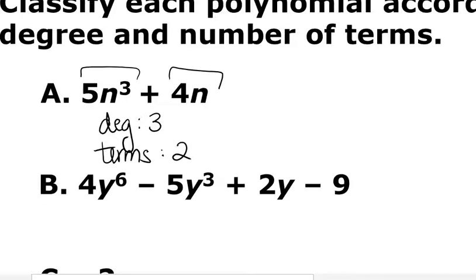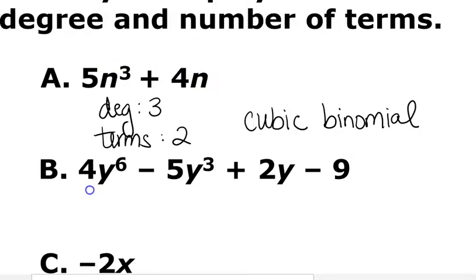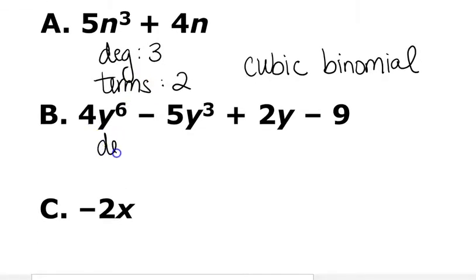So the way we're going to name this is we're going to start with our degrees. So a 3 was cubic, and then 2 terms is a binomial. And this is how we name this. We have a cubic binomial here. So when you are solving these, make sure you write out your degrees, your terms, and then come up with your name. Okay, let's find our degrees and our terms.